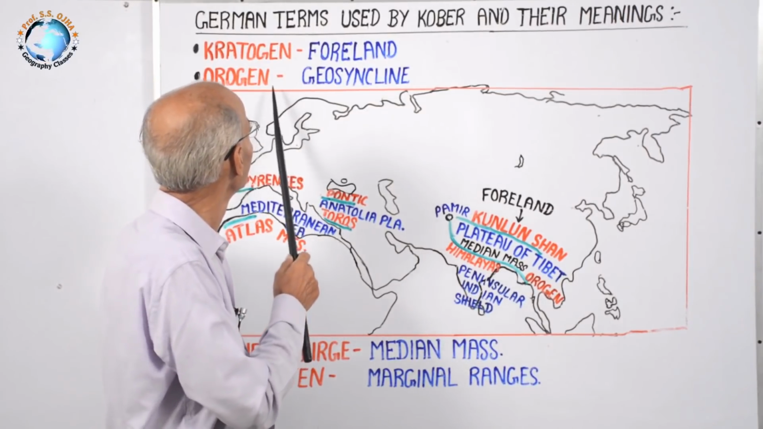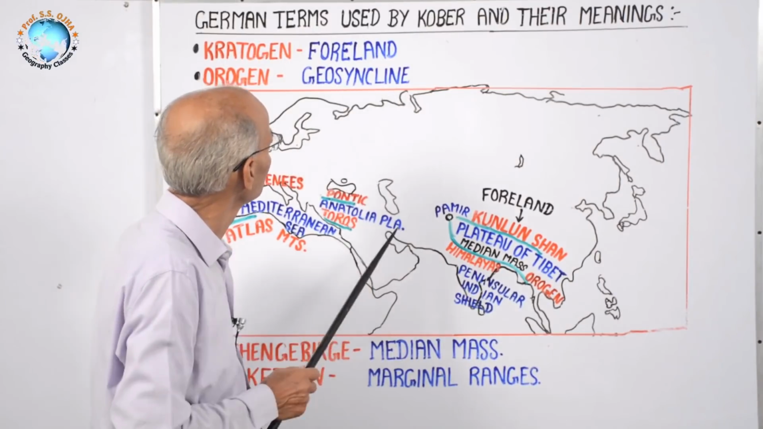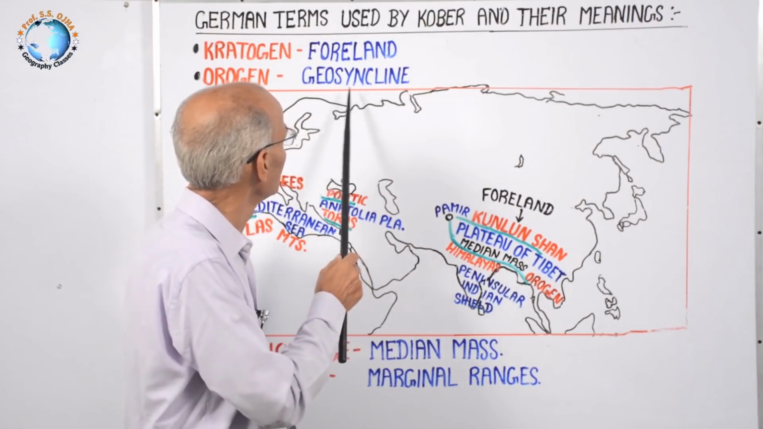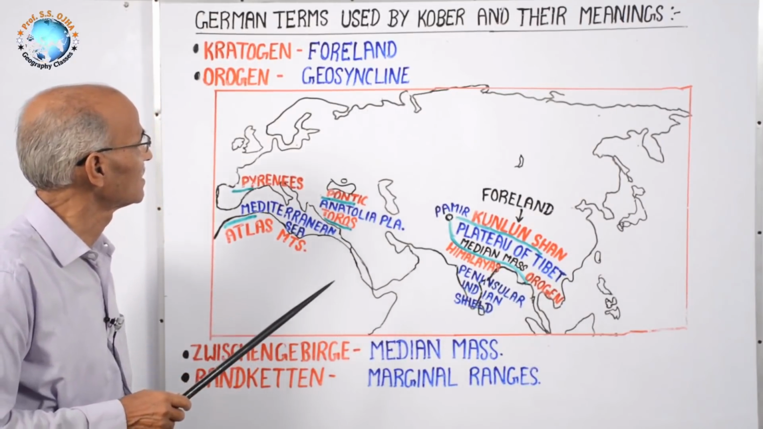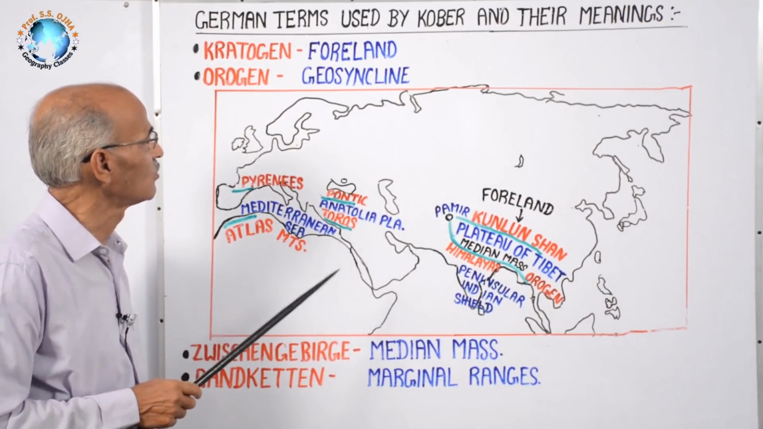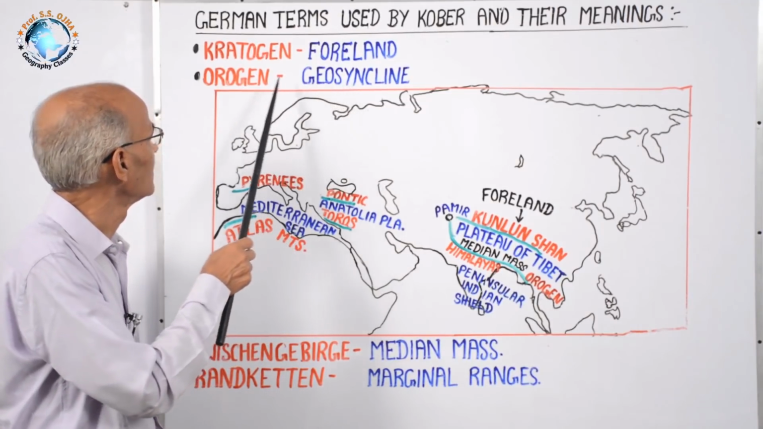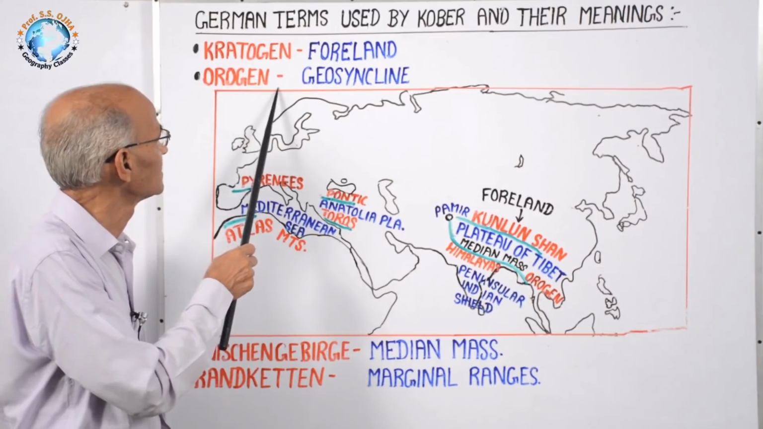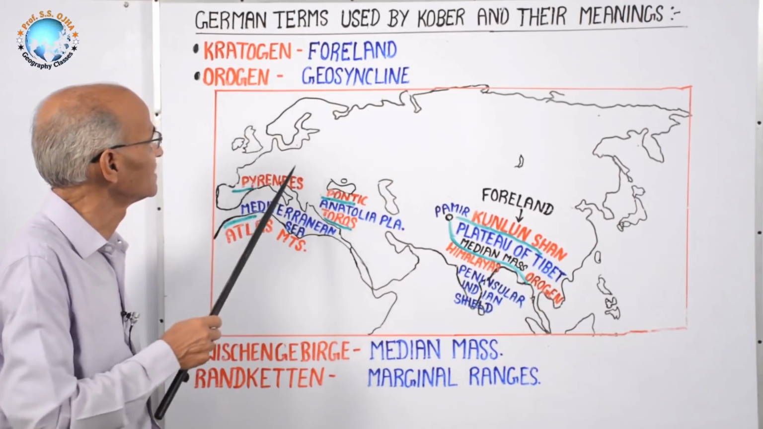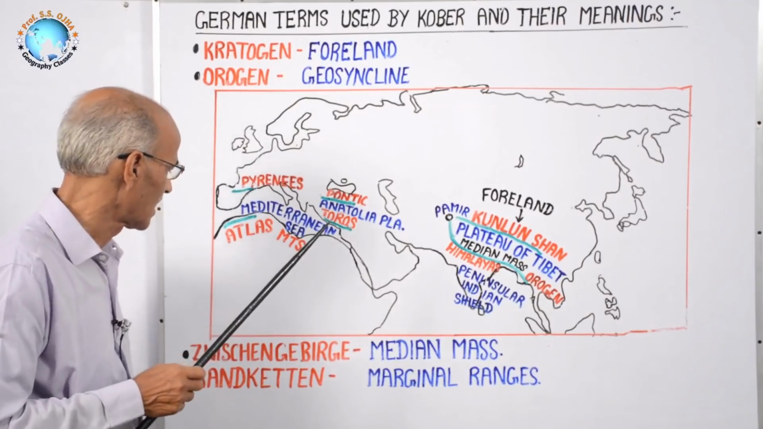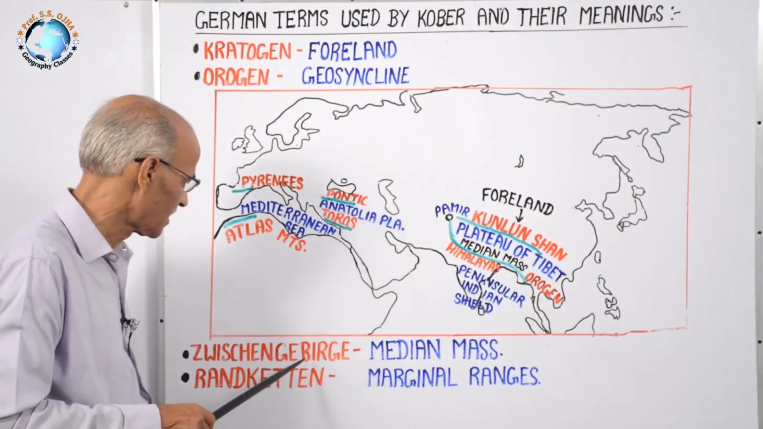In German, it is orogen, but generally it is written as geosyncline. As we have discussed, geosynclines are narrow and shallow depressions filled with water, and in them there is sedimentation, under the pressure of which the sediment is raised and mountains come up. His third technical term is Schwarzenberg.